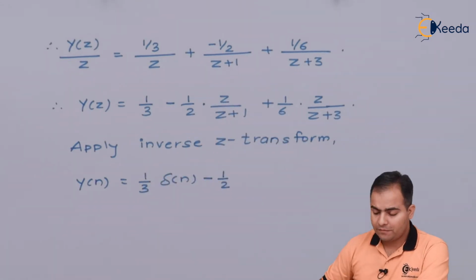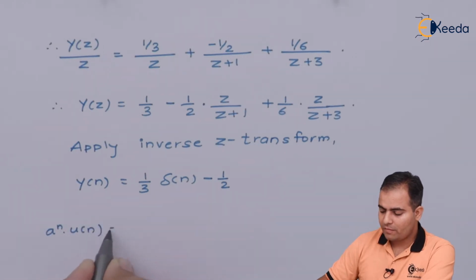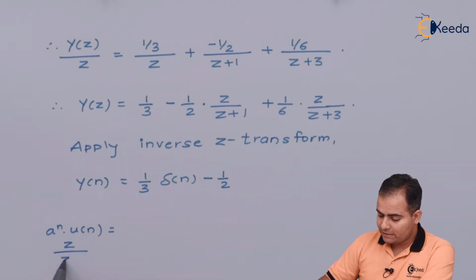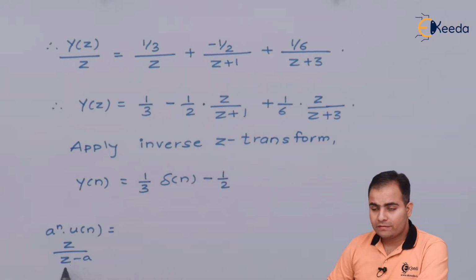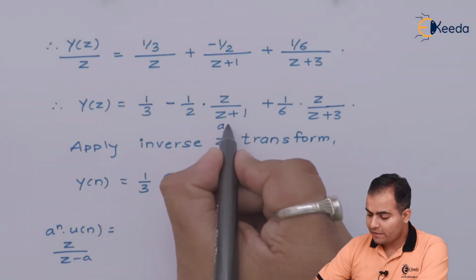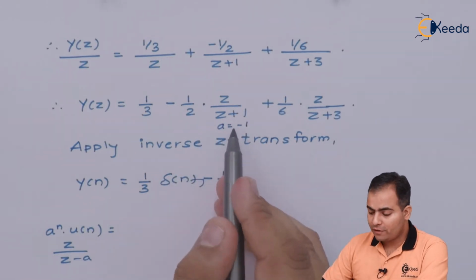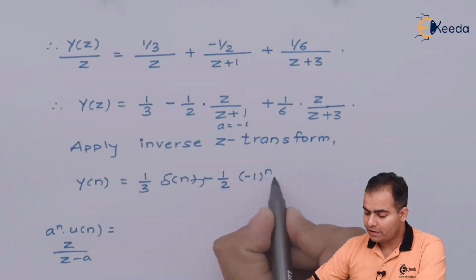Basically we have studied one formula, that is a raised to n into u of n. The z transform of a raised to n u of n is always z upon z minus a. Now here we can compare this equation with this one. So I can write my a value is minus 1. So if I consider my a value is minus 1, then I can write minus 1 raised to n into u of n.